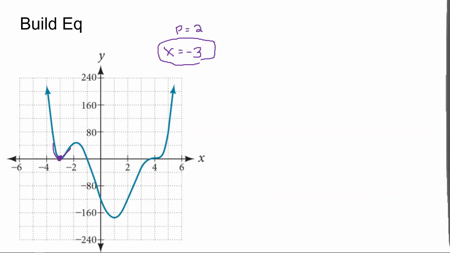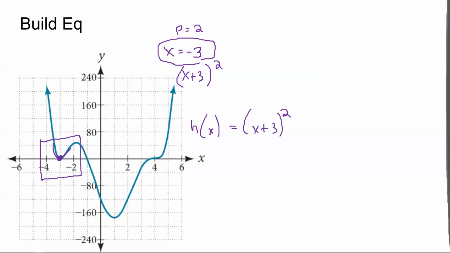When I set that equal to 0, well, no, I'm sorry, when I get 0 on one side, I need to add 3 to both sides. So that would be an x plus 3. And I know it's there twice, so I need to put a squared in there. That's part of my polynomial. So when I'm building this polynomial, h of x, I know there's an x plus 3 squared to reflect that little where it comes down and bounces off that.